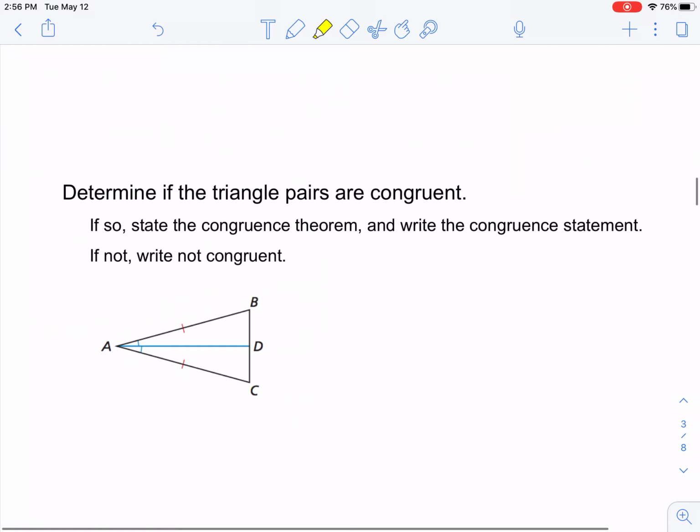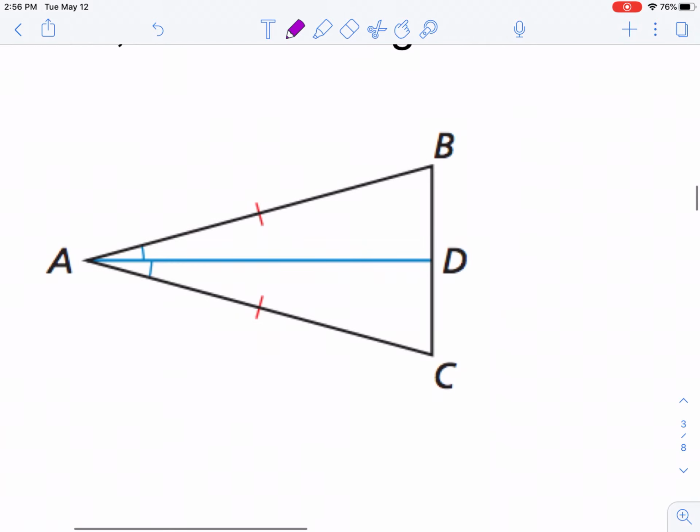Okay, here's another one. Determine if the triangle pairs are congruent. If so, write a congruence theorem and the statement. So I'm going to look at this one here. Okay, I have 2 triangles here. I have this side on the outside. Sometimes I like to color code things.